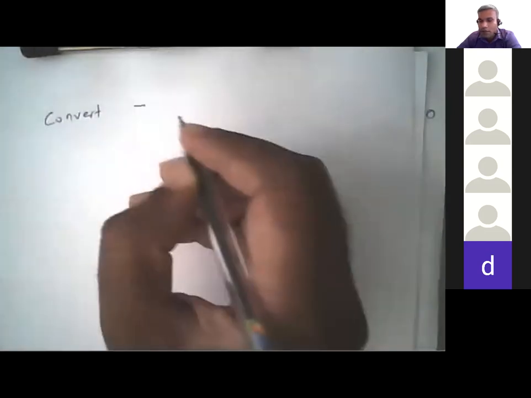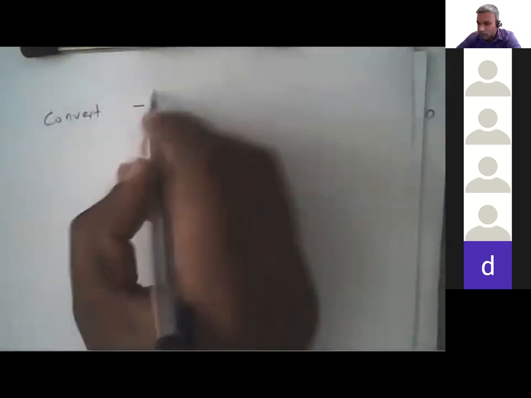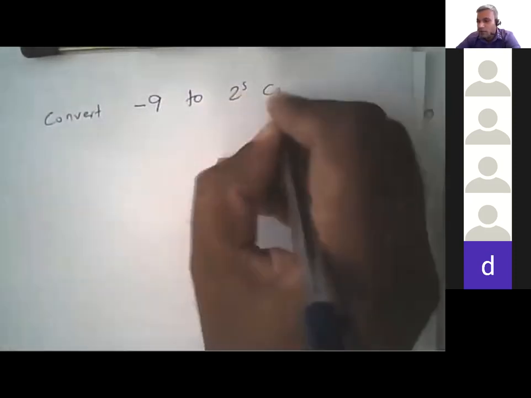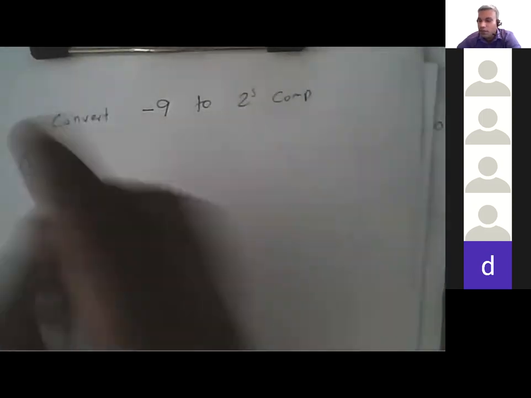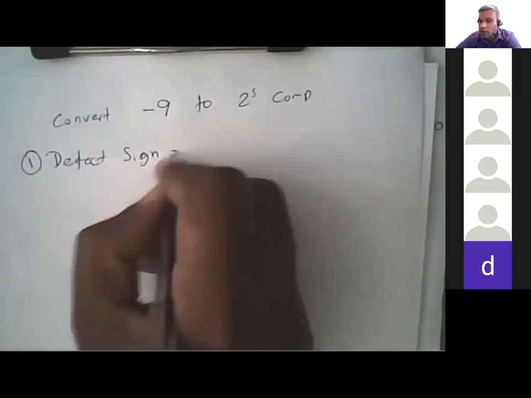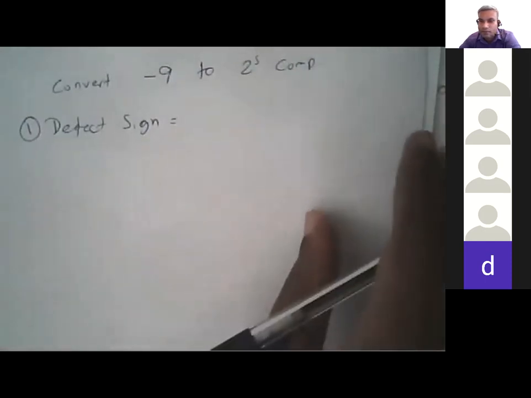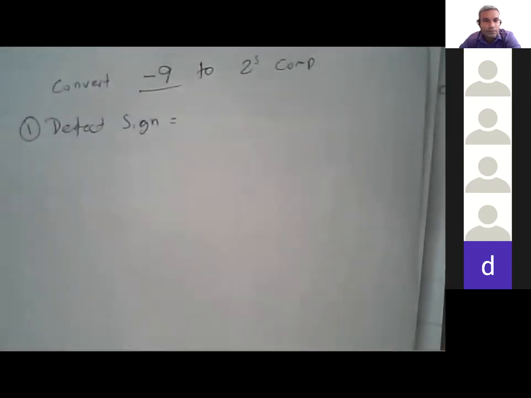Okay. So let's say convert, give me a number, minus 10. No, 10 is wrong. Minus 9 to 2's complement. So what should be the first step? You should detect the sign. Is it positive or negative? The minus 9? It's negative.